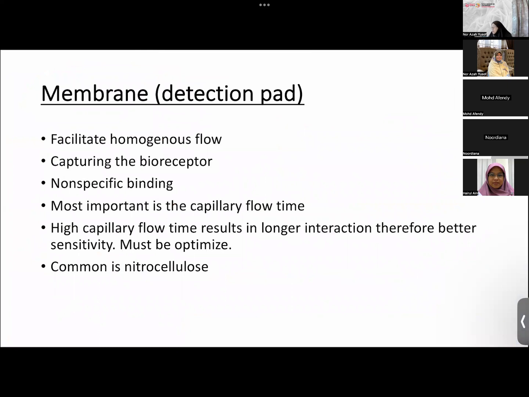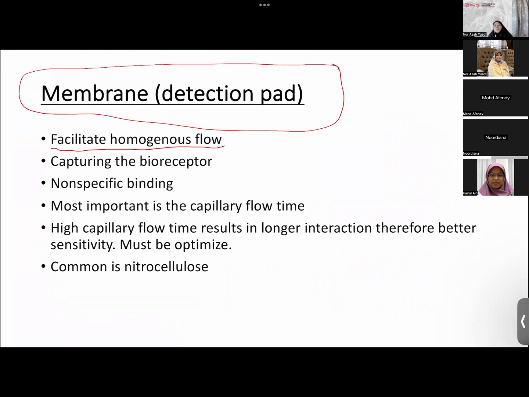Okay, so in order to have a good reading, you have to make sure that the capillary effect of the membrane is good. If it doesn't move, or it moves too fast, you might not have a good interaction between the antigen or the target analyte and the capture bioreceptor. If it moves too slow, it might get stuck somewhere and not move to the end.